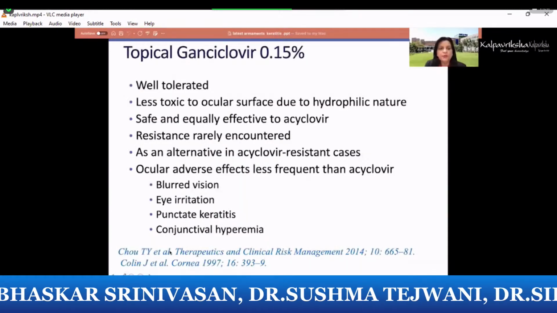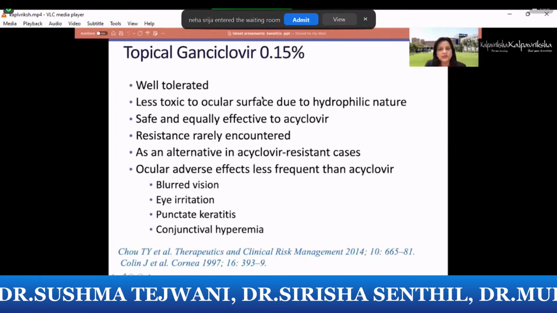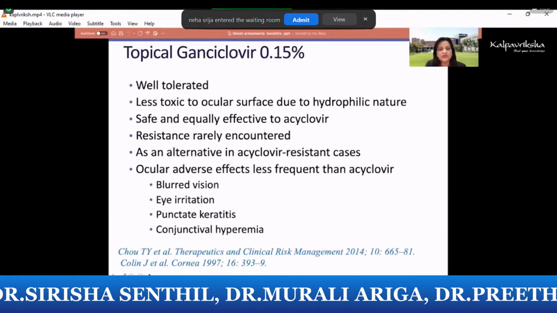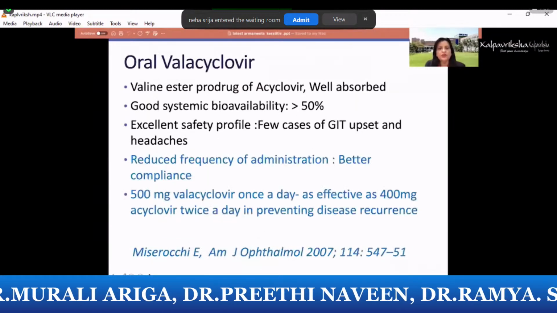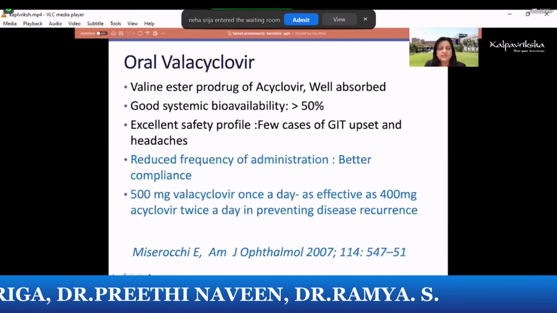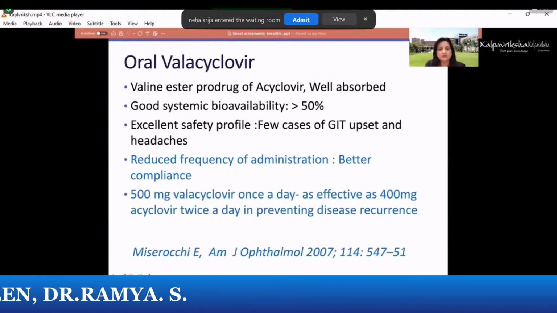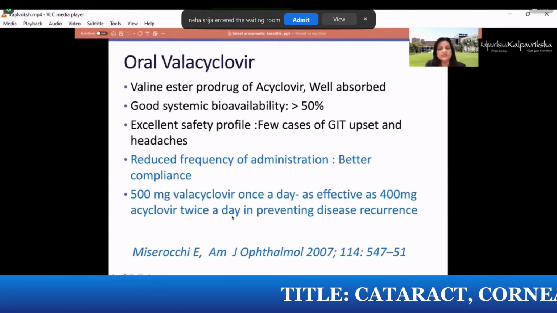Now, apart from topical acyclovir, topical ganciclovir 0.15% can be given. It is less toxic, better tolerated, safer, and can also be given in cases which are resistant to acyclovir. And oral valacyclovir can be given instead of oral acyclovir because 500 milligrams of valacyclovir once a day is as effective as 400 milligrams of acyclovir twice a day. And so the compliance gets better because the dosing is decreased.